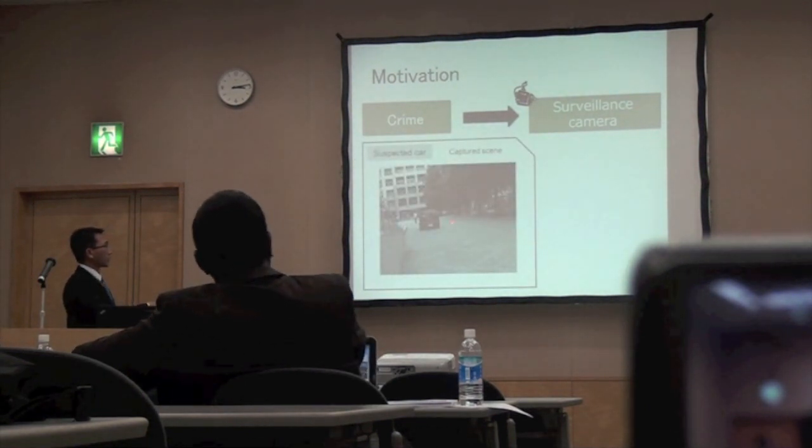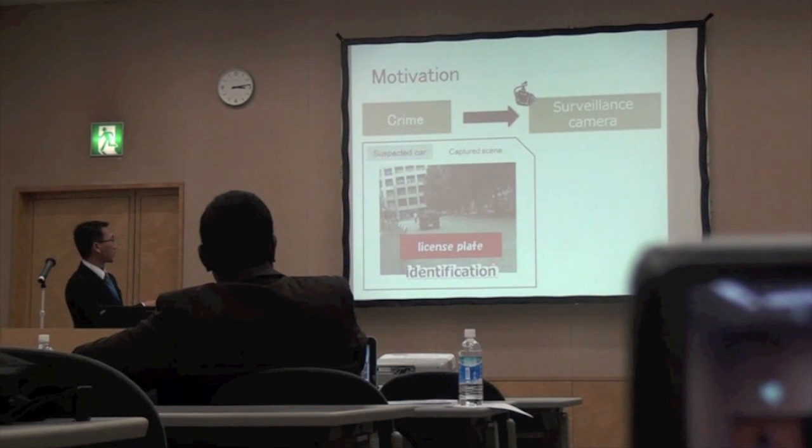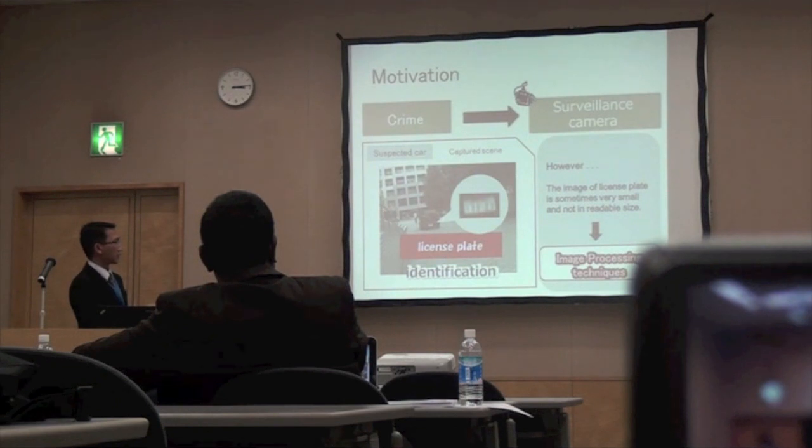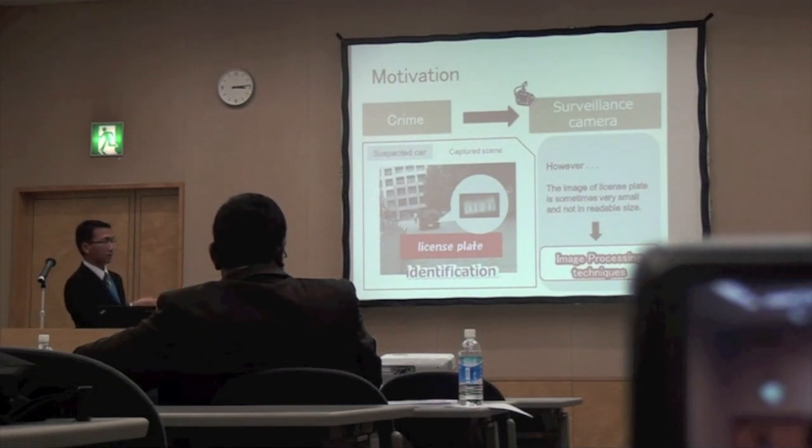And in some cases, cars are often involved in crime. A license plate on the car can give crucial information, especially unique data for further identification. But unfortunately, the image of the license plate is sometimes very small and in a not readable size. I'm sure that it's very difficult for us to directly read or even understand what is actually written on this plate. So it is reasonable for us to apply image processing techniques in order to read what is actually written on the license plate.